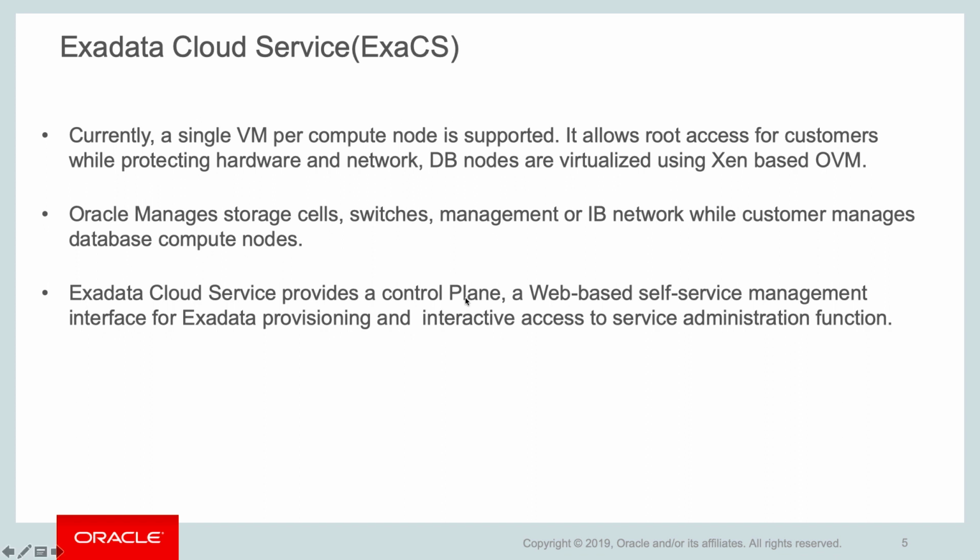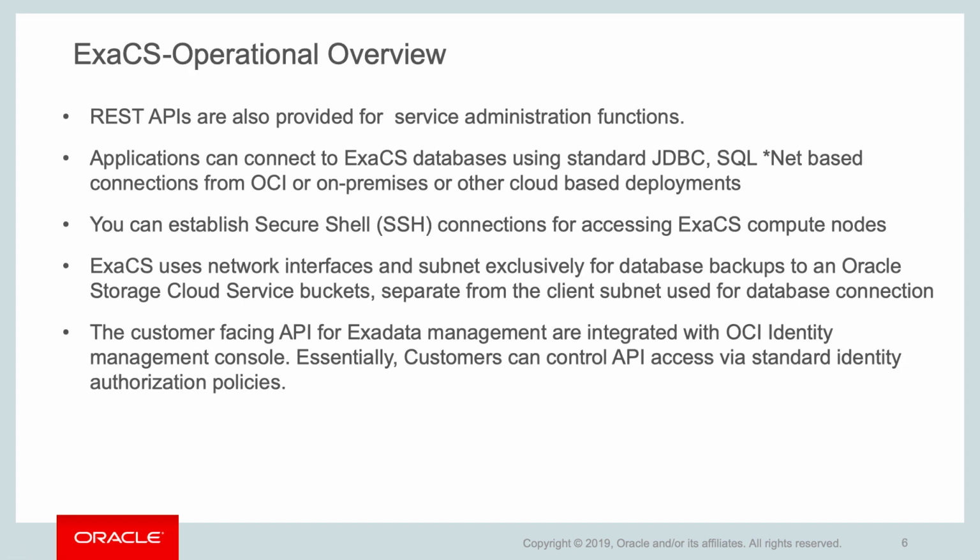Exadata Cloud Service provides a control plane, a web-based self-service management interface for Exadata provisioning and interactive access to service administration functions. REST APIs are also provided for service administration functions. Applications would be able to connect to Exadata Cloud Service database using any standard JDBC or SQL*Net based connections from OCI or on-prem or any other cloud-based deployments. You can establish secure shell SSH connections for accessing Exadata Cloud Service compute nodes.